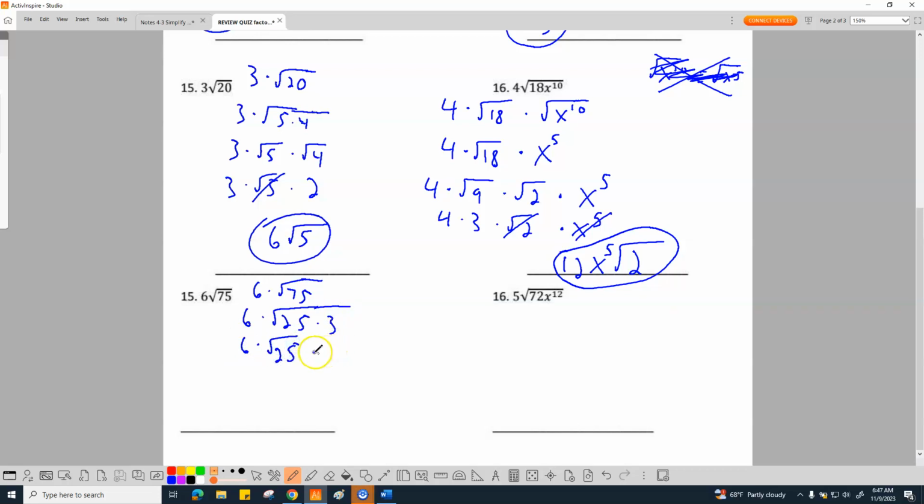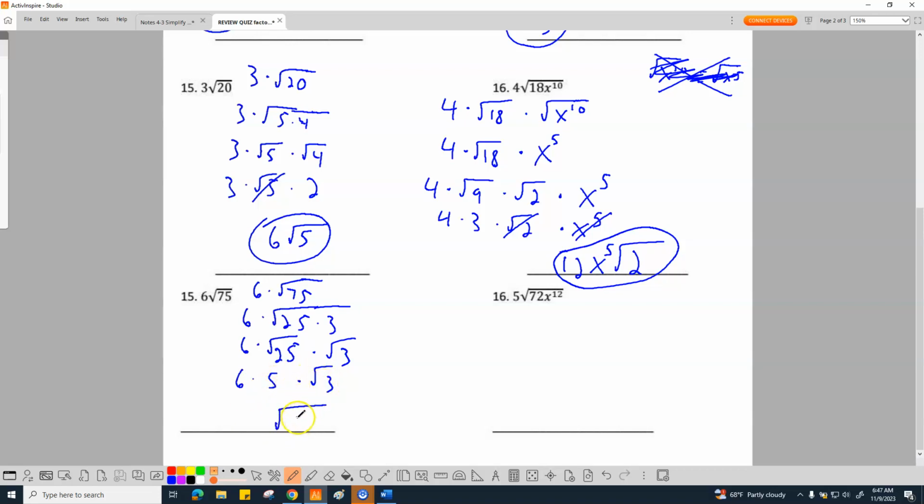Okay, with that said, square root of 3. You see what I'm doing? I'm just breaking everything apart. I broke down 75 into 25 times 3. Type it into Desmos if you don't believe me. 25 times 3 is 75. I'm going to take the square root of that 25, which is 5. And then I can't do anything with that square root of 3. So now I'm at the very end. 6 is simplified. 5 is simplified. Square root of 3 is simplified.